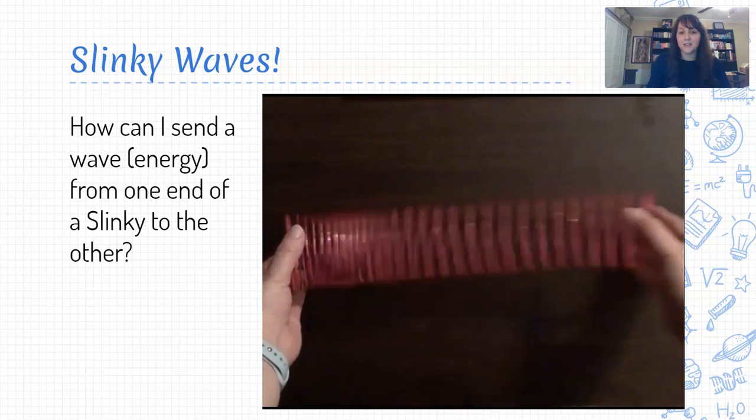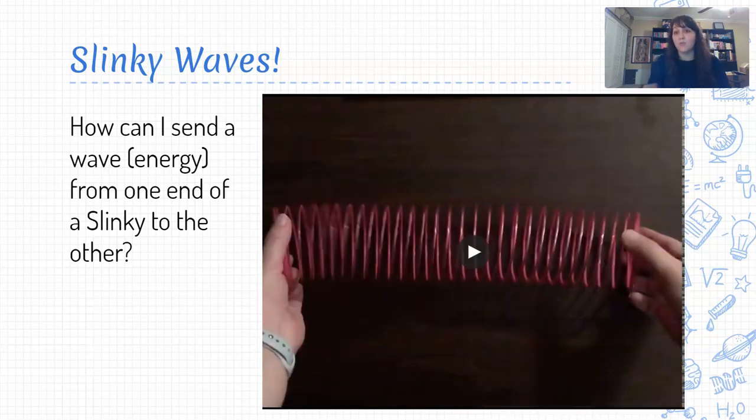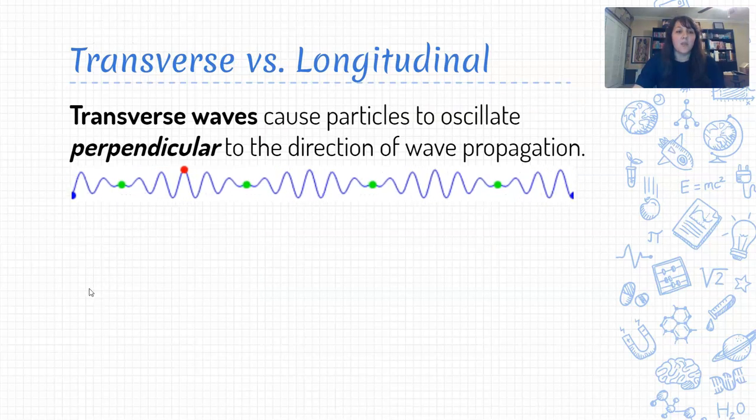But you can also pass energy down the slinky by moving the slinky back and forth as well. So we see these two different ways that energy, that waves, can propagate across the slinky. And this brings us to our two major types of waves here.